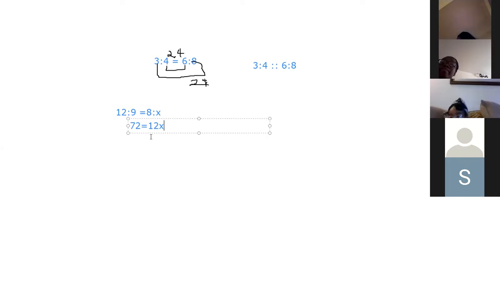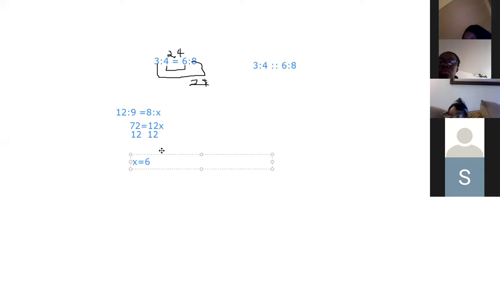So 72 divided by 12 is going to equal 12 divided by 12, all right, so X equals, what is 72 divided by 12? 6. Okay, so x equals 6.